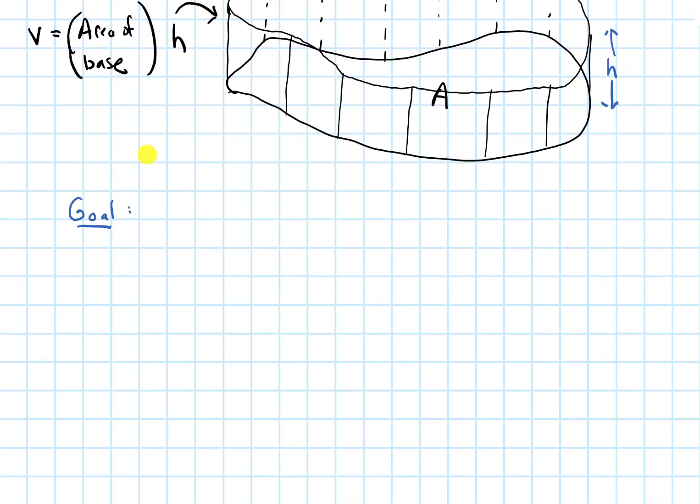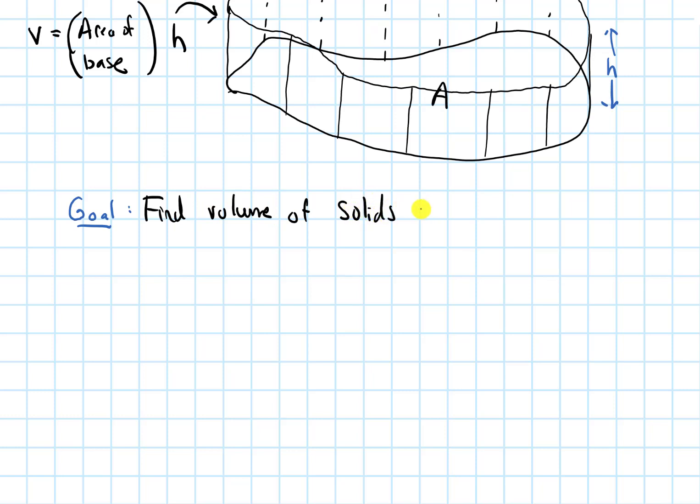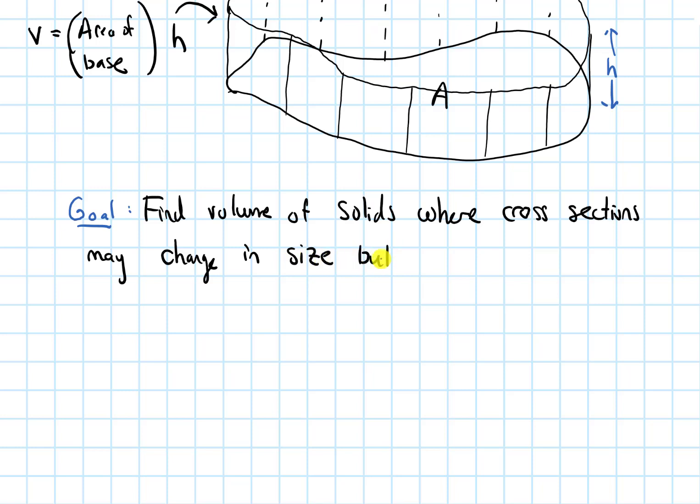Our goal in this section is going to be to find the volume of three-dimensional solids where the cross sections may change in size, but those end faces, either the top and the bottom, or maybe on the left and the right, are parallel to each other and flat.